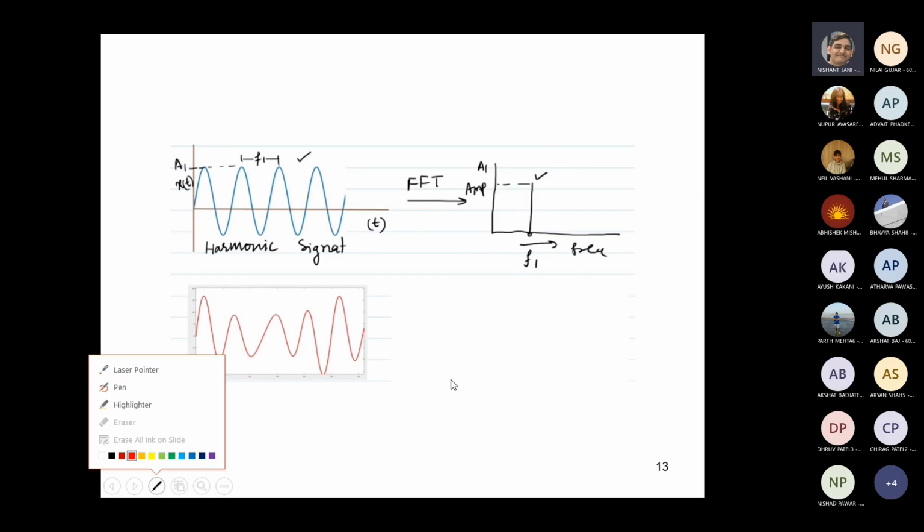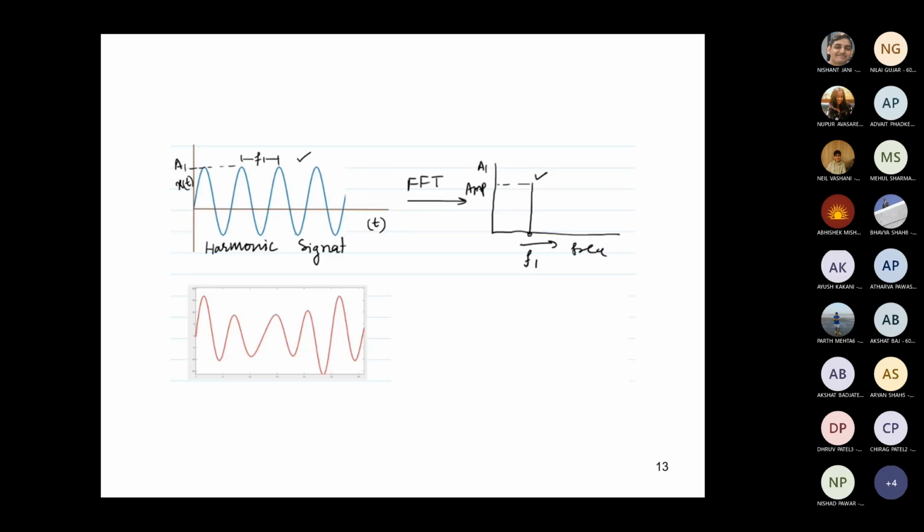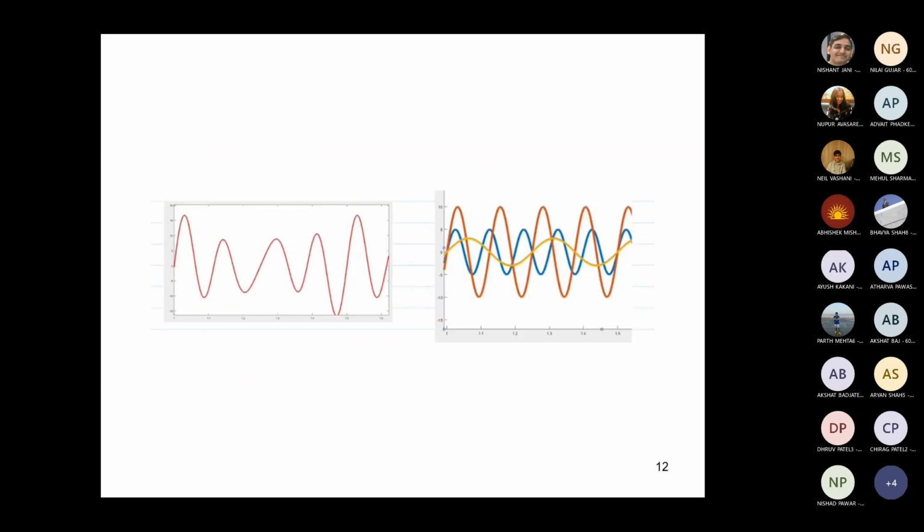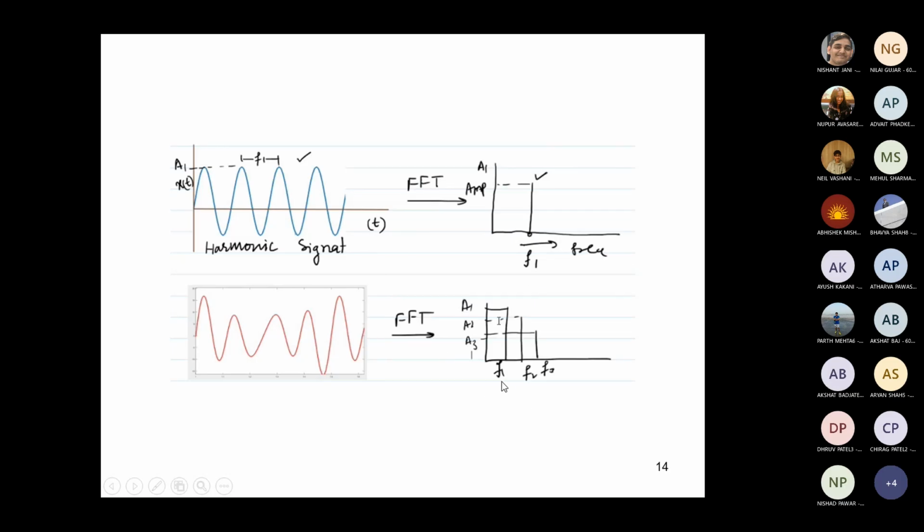So you can expect the frequency where the amplitude is the highest. But how many such frequencies will I get? Let's go back to the previous slide. This signal is composed of three individual signals. Each individual signal will have a frequency and a corresponding maximum amplitude. So when I apply fast Fourier transformation to this, I will get three fundamental frequencies f1, f2, and f3, and correspondingly three amplitudes a1, a2, and a3. That is what this fast Fourier transformation does.